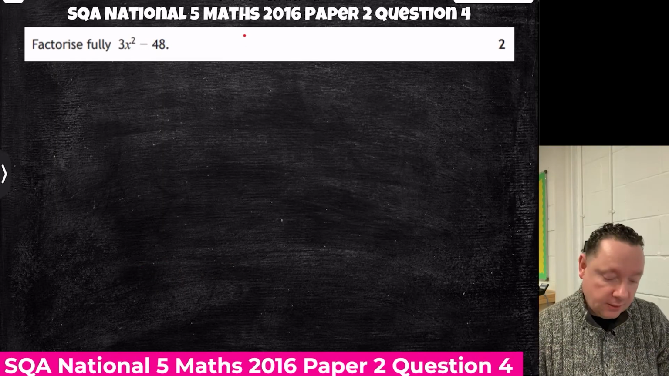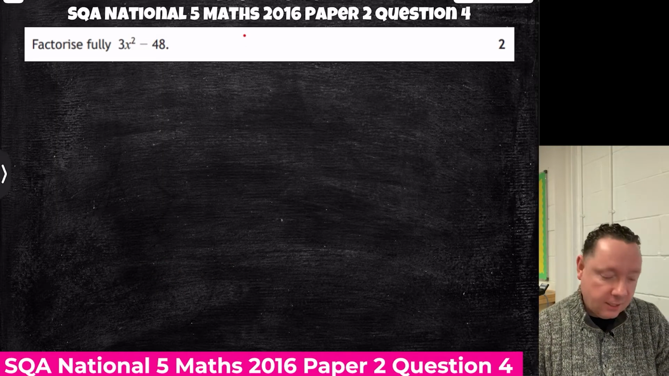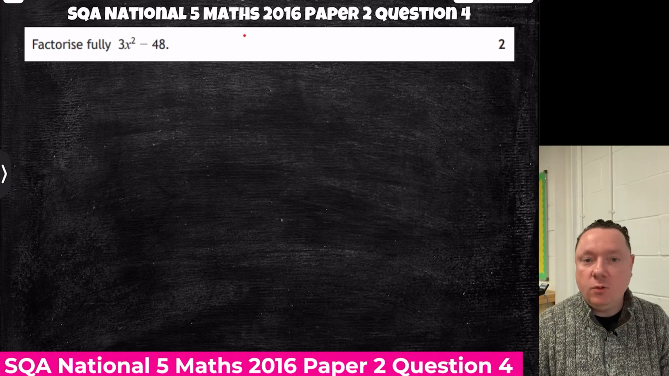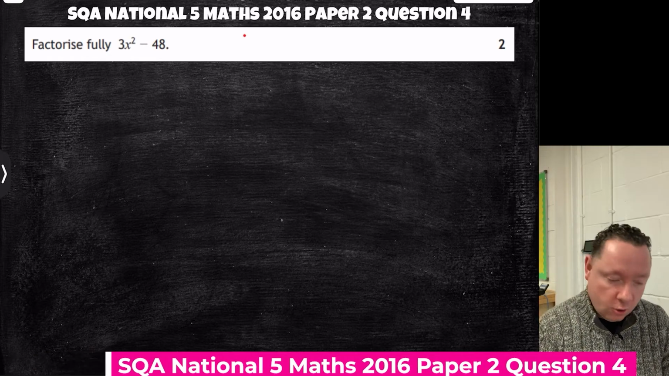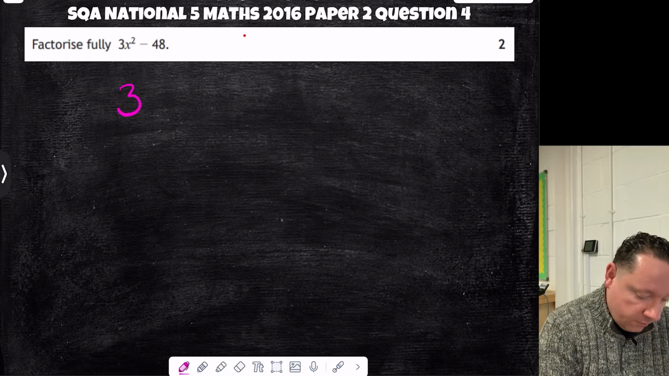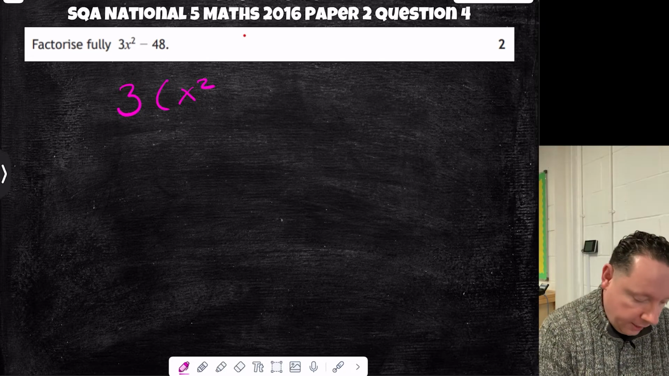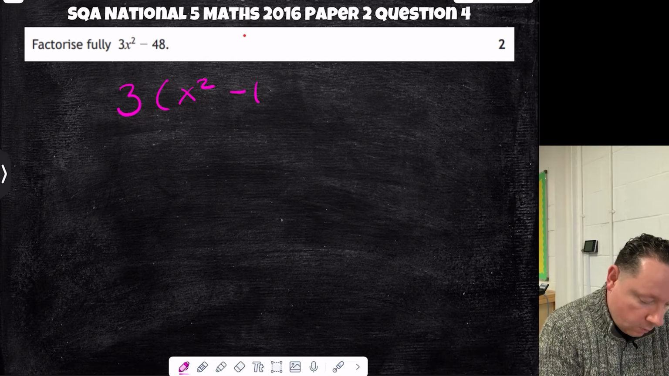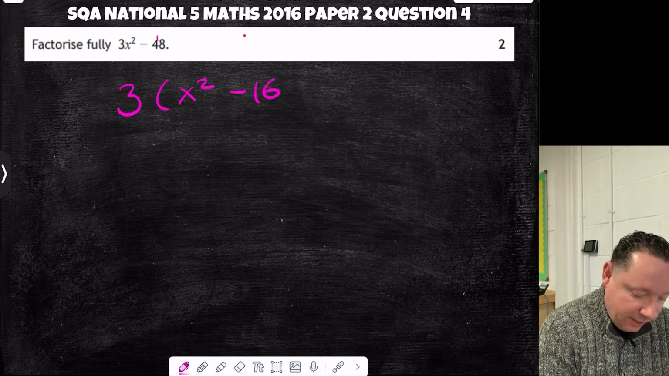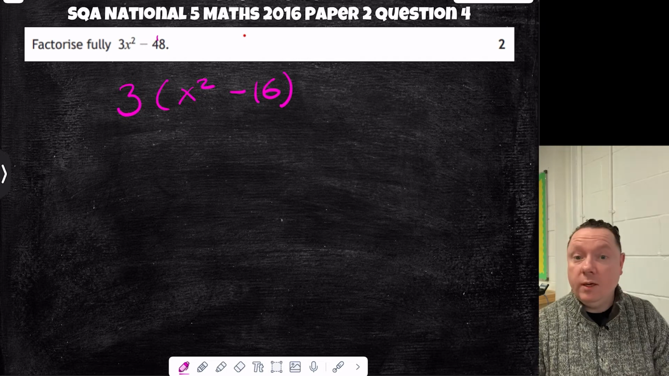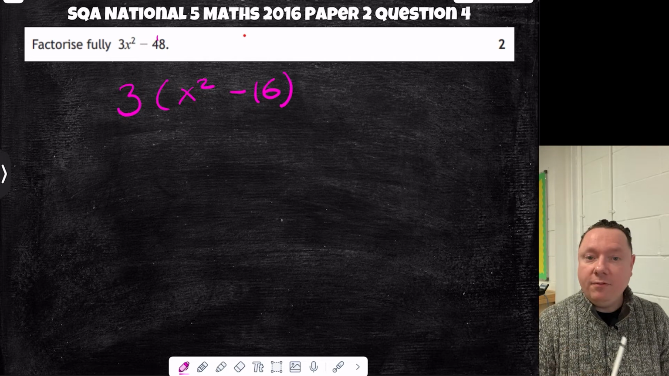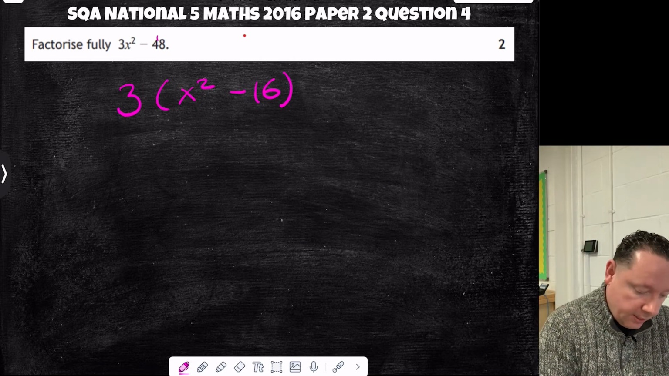XQA National 5 Maths 2016 Paper 2 Question 4 on factorising. Factorise 3x squared minus 48. Well, first thing we'll check if there's a common factor. Well, there is. 3 is a common factor, so I can divide by 3 to get x squared. And 3 into 48, well, 3 into 4 goes 1 with 1 left over, 3 sixes are 18. So we get 3 bracket x squared minus 16. But that's a difference of 2 squares. So how do you factorise that?